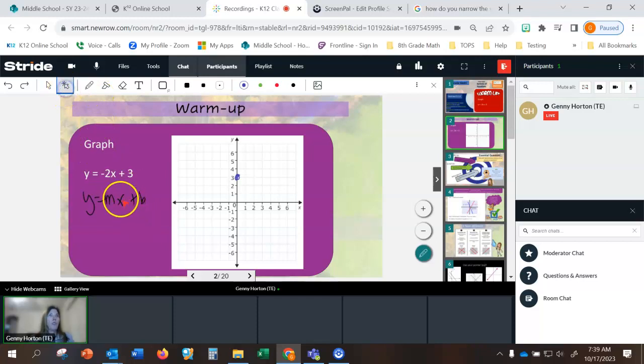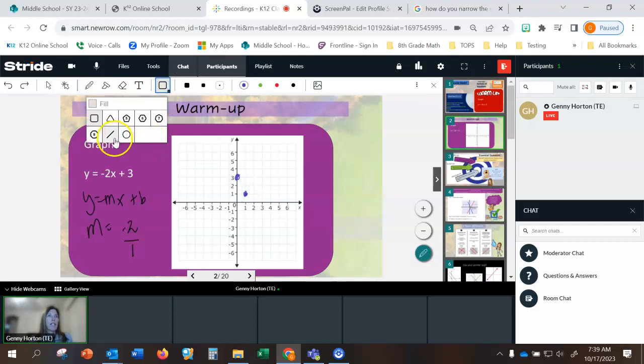Our slope is -2. All right, so the slope, m, is -2. So we're going to do rise over run. We're going to put a 1 under that. So that means we're going to go down 2 over 1. So there's another point right here. Then you just connect the line or the dots.